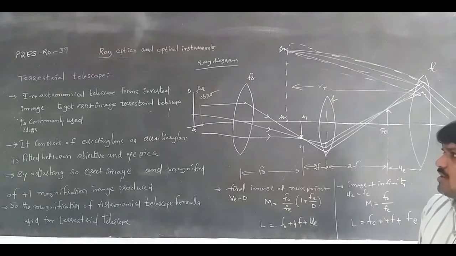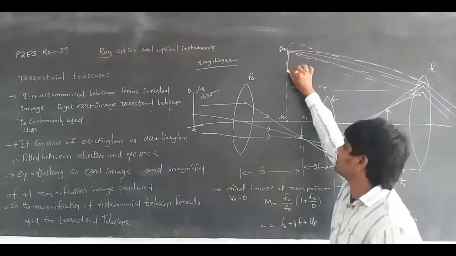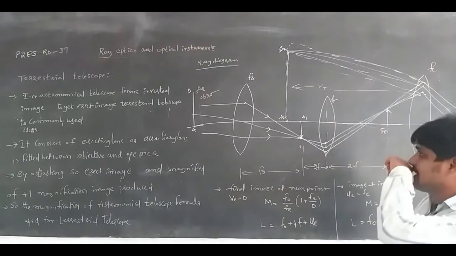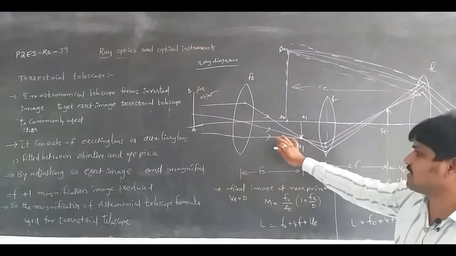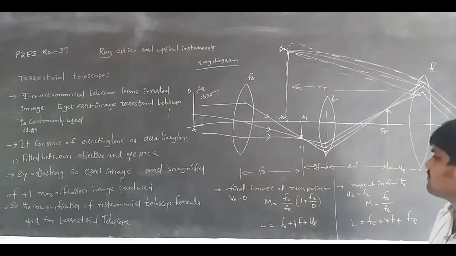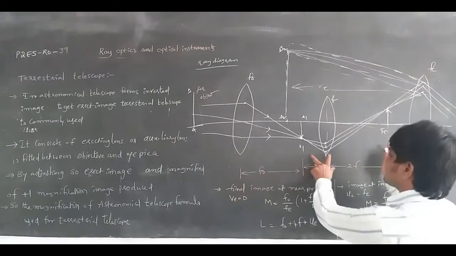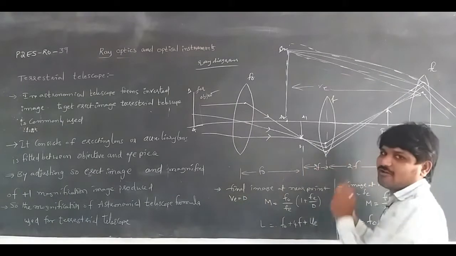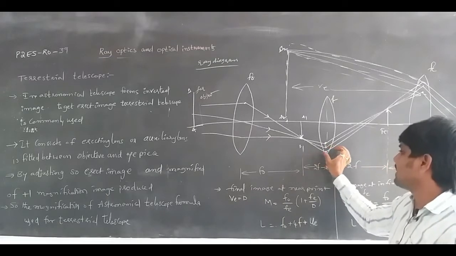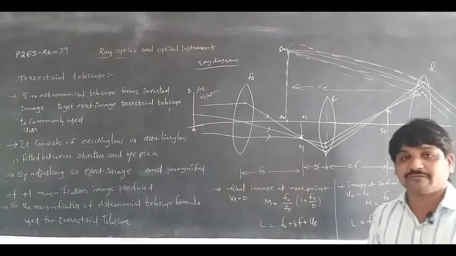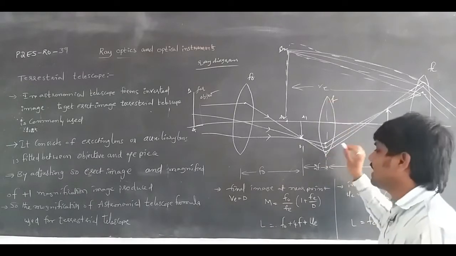By using this telescope we can get the erect image. To get the final erect image, it consists of an erecting lens or auxiliary lens fitted between the objective and the eyepiece. By adjusting this auxiliary or erecting lens, a magnified erect image can be formed.